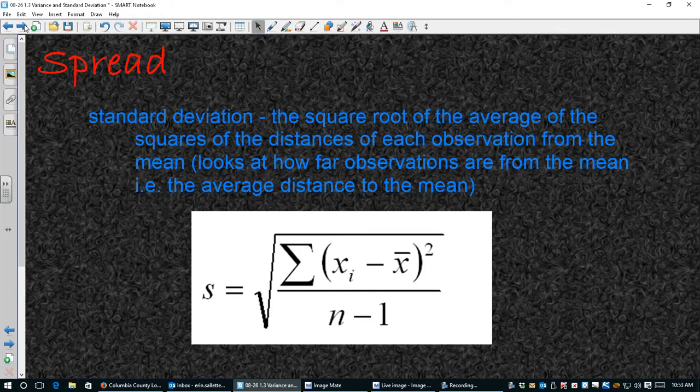So you take each observation, the distance from the mean, and you square that, you add those all up and divide it by your number of values minus 1. This particular standard deviation is called S. And standard deviation means the average distance to the mean. And that's essentially what you're doing in this formula. Okay, so I'm going to have you take a minute to get that definition as well as formula down in your notes.